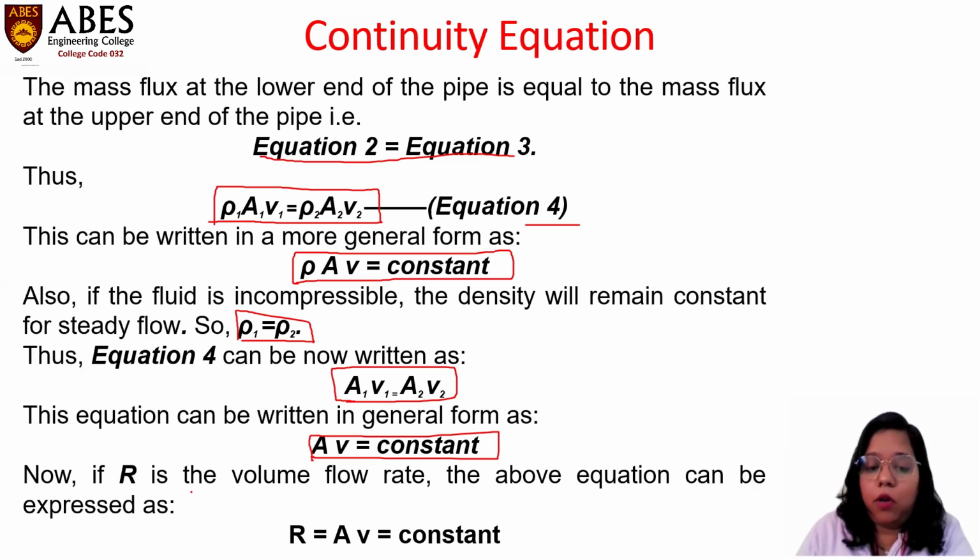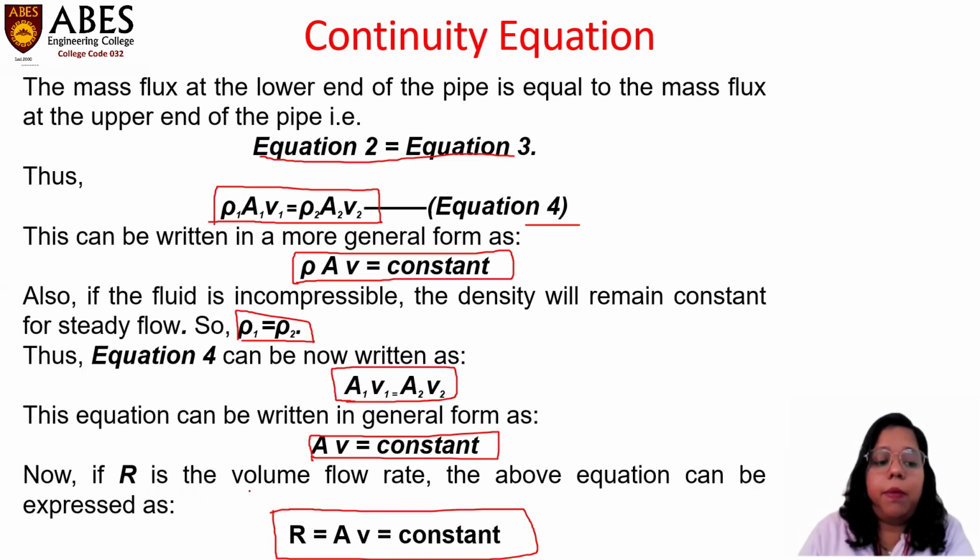Now, if R is the volume flow rate, the above equation can be written as R is equal to A into v, which is constant throughout the pipe. R is the volume flow rate, and that is constant. A into v is constant. This is the continuity equation.